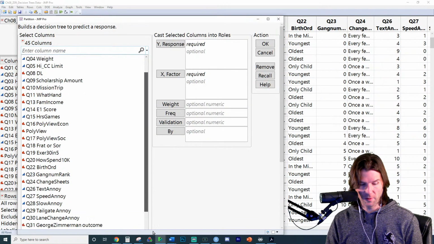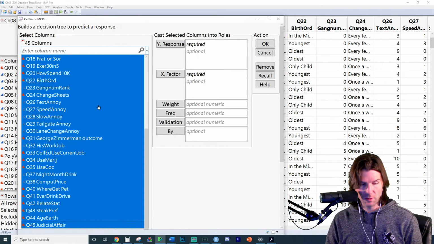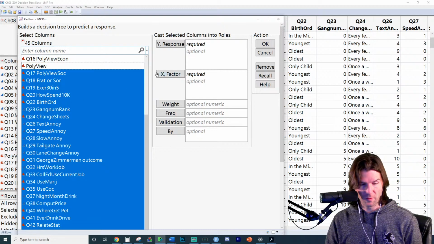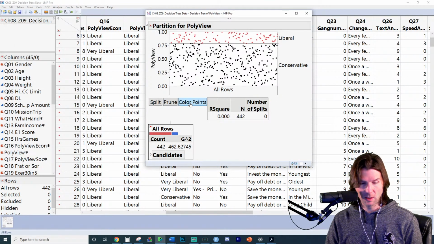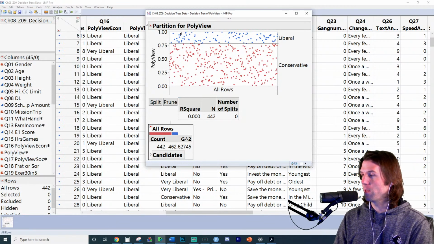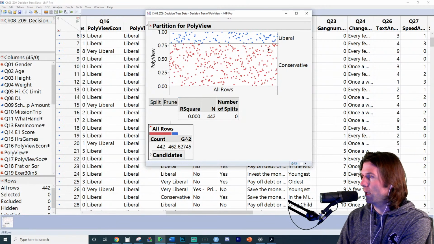And let's take all the variables here. And there's all the variables. Let's remove those. Put this in the X. Put this back here. We're back to where we started. And here we are. Color the points. Good. And we have conservative. Everyone sees right there red is conservative and liberal is blue.